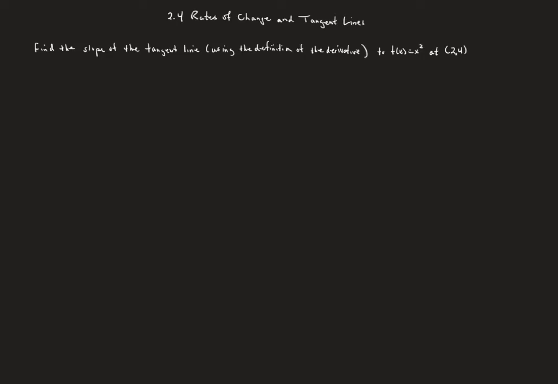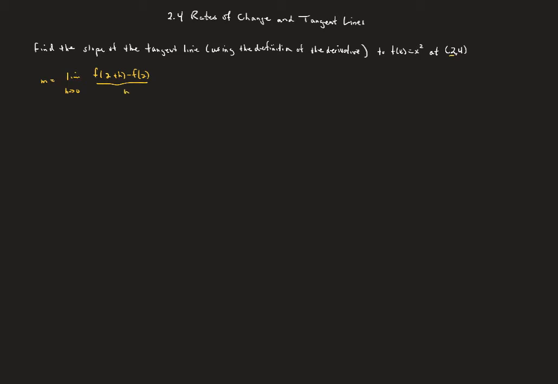So in 2.4, we're going to talk about rates of change and tangent lines. Refreshing our memory a little bit, we're going to find the slope of the tangent line, and we're going to suspend what we know about the power rule at this point because we haven't learned it. We're going to use the definition of the derivative on the function f of x equals x squared at the point (2, 4). The slope is going to be the limit as h goes to 0 of f of 2 plus h minus f of 2, all over h, since our x value is 2.